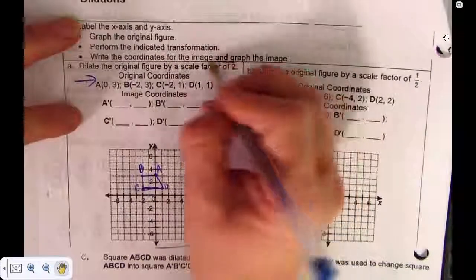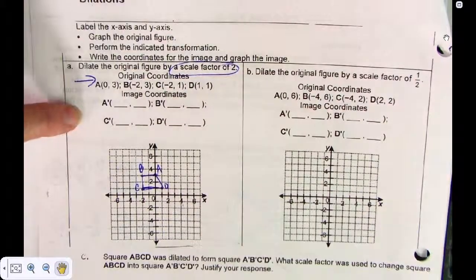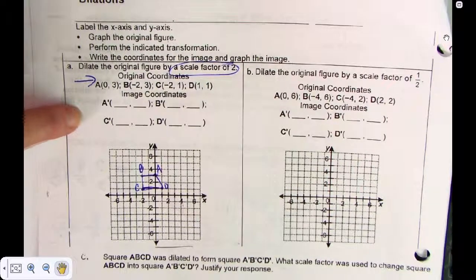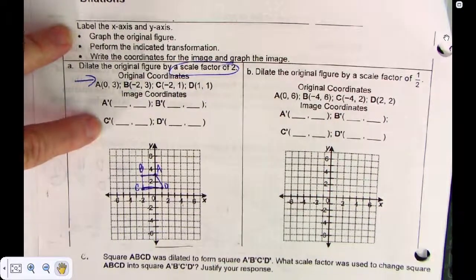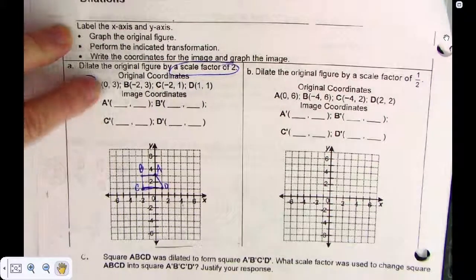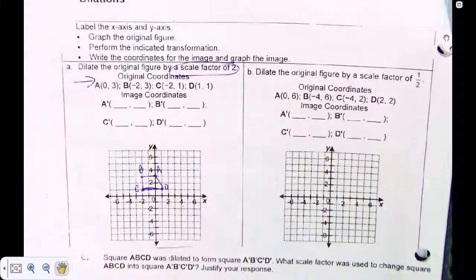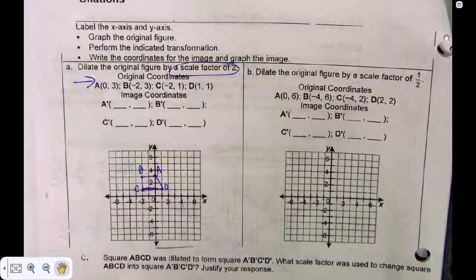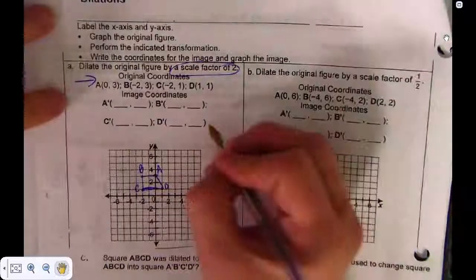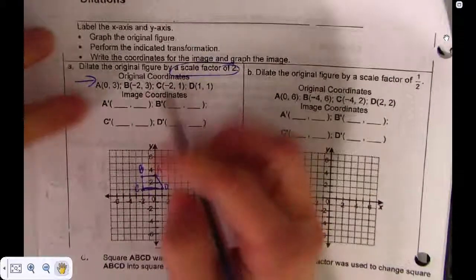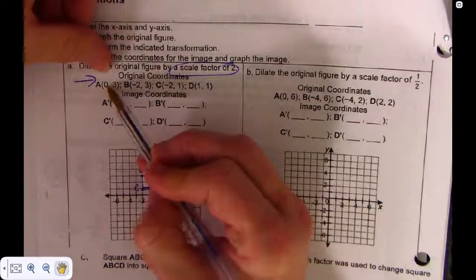Everybody go circle scale factor of 2. What does that mean? Scale factor of 2. What are we going to do to get our new? We're going to multiply all the coordinates by 2, because our origin is the center of dilation. We can use the coordinates. So I'm going to multiply all the x's by 2 and all the y's by 2.